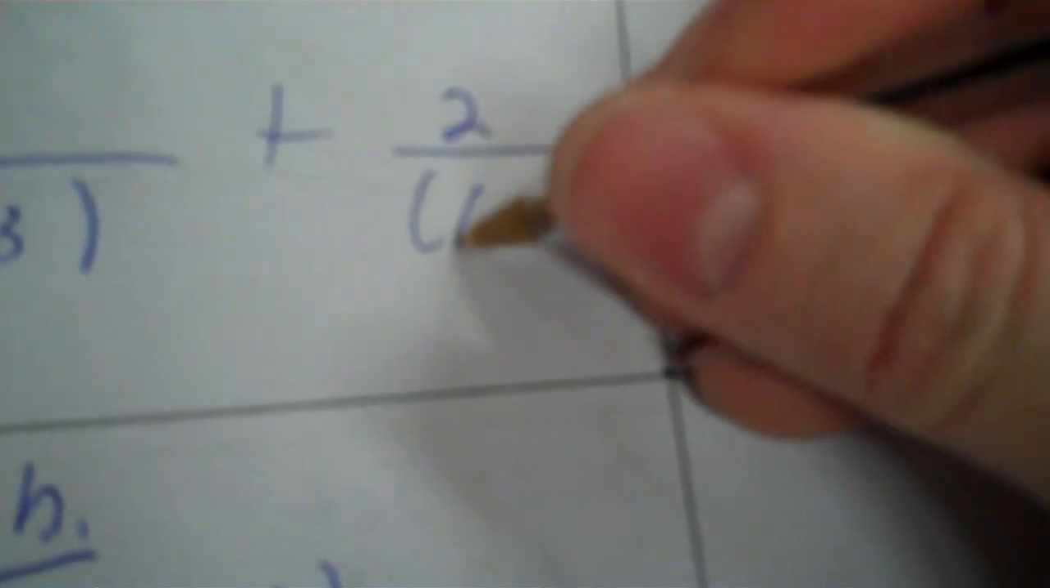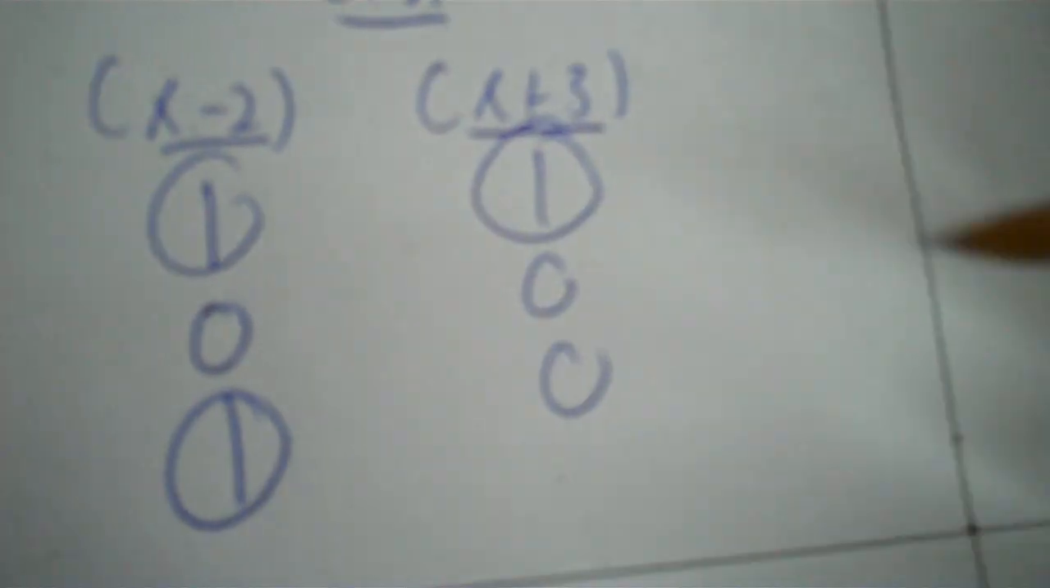How many x minus 2's are on the bottom here? 1. How many are here? That would be 0. How many are here? 1. So everything needs 1. So bring in x minus 2, and when you bring in a parentheses, you times behind it. X plus 3, okay? 1, 0, 0. So these last two need the x plus 3 times from behind.